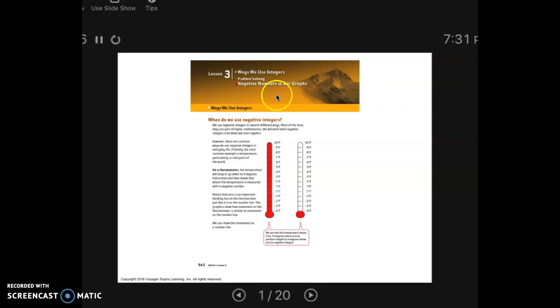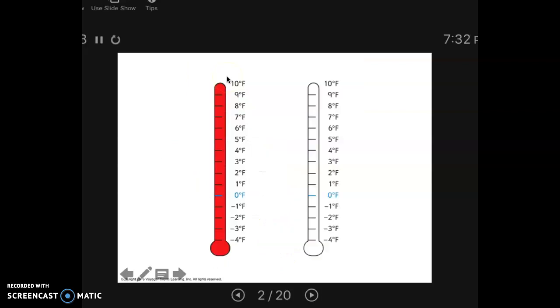And 0 is an important dividing line on the thermometer, just like it is on the number line. The graphics show how the movement on the thermometer is similar to movement on the number line. So many places around the world experience temperatures that go below 0 degrees Fahrenheit, which Minnesota would be one of those places. Antarctica, Greenland, these are all really cold places.